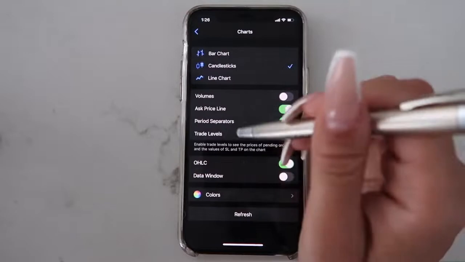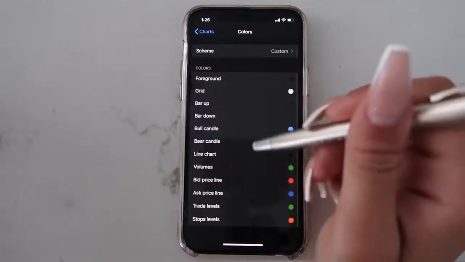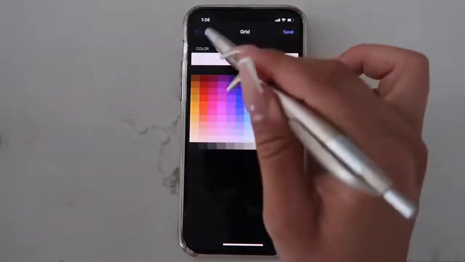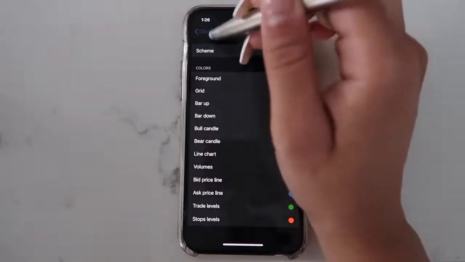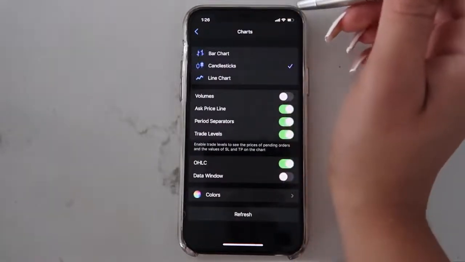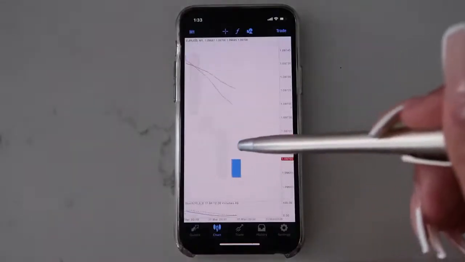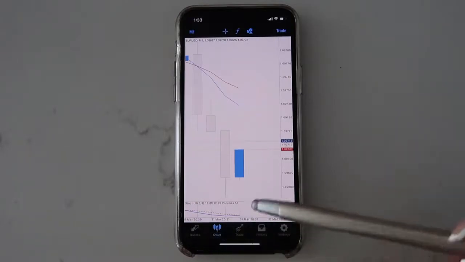You can come here and you can make the grid blend in with the background, or however you please. However you like the charts, however the charts make sense to you, that's how you chart. Your charts are also going to be on this tab at the very bottom. Next to quotes, you see charts.